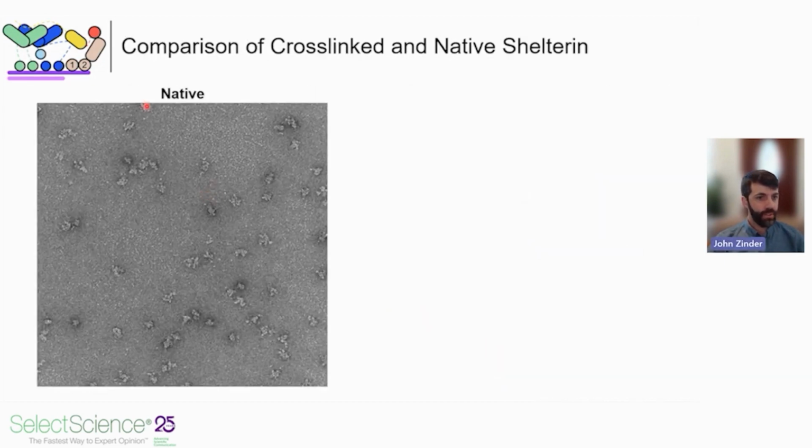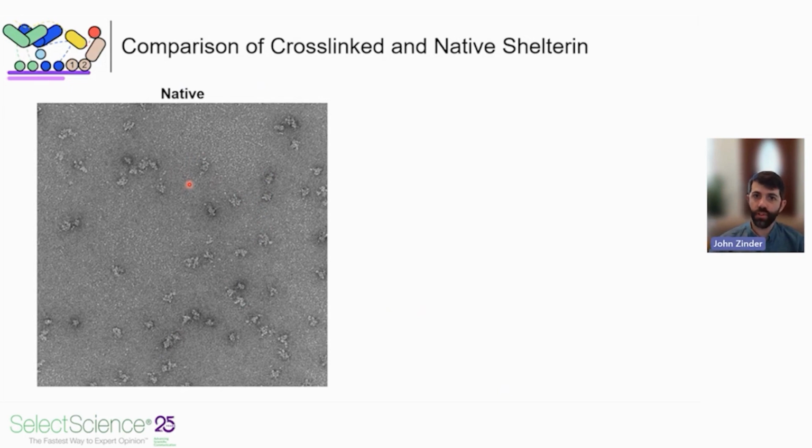So I'm going to fast forward a little bit into some more unpublished results, and then I'm going to use that to justify the methods and the approach that we used in the paper that we ended up publishing. So this is a reconstituted Shelterin complex, totally uncrosslinked, in negative stain electron microscopy. You can see nice discrete particles for each of the complexes. However, they're vastly different in their shapes and sizes.